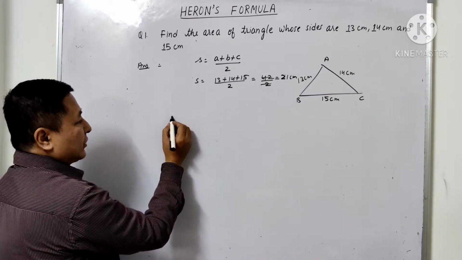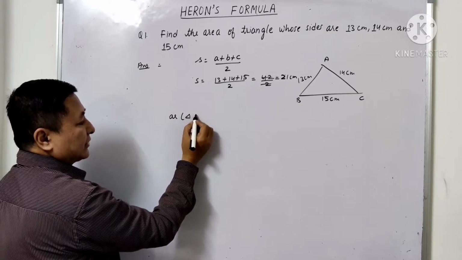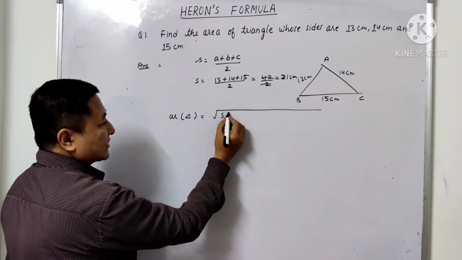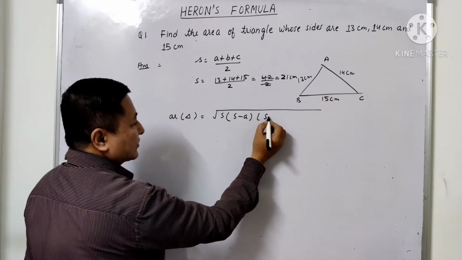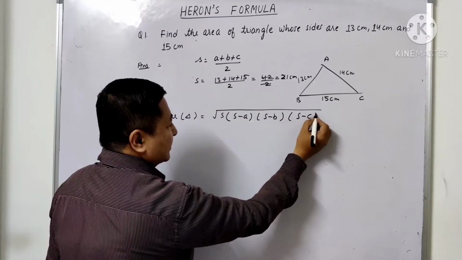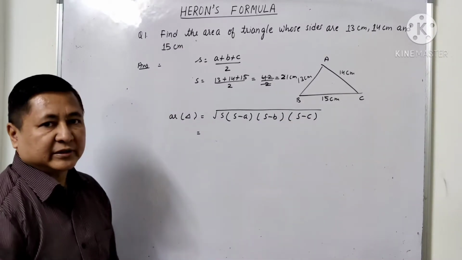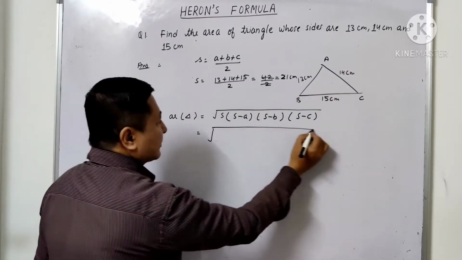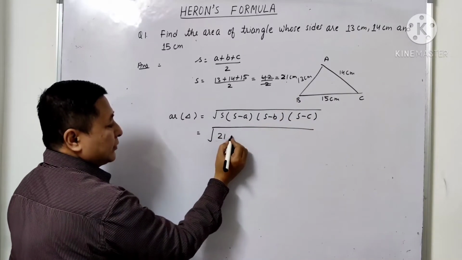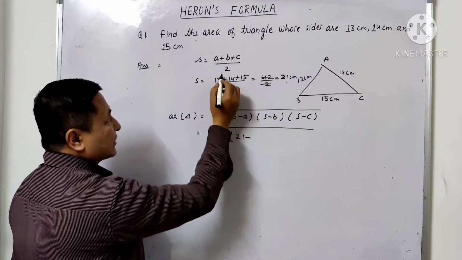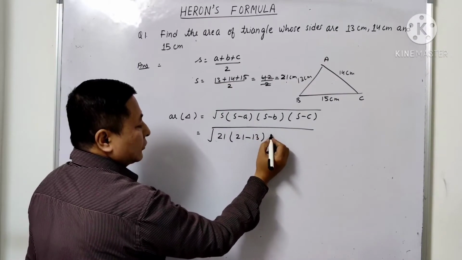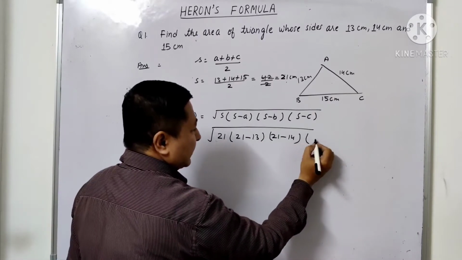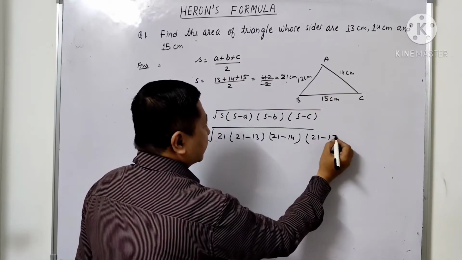Now we have to find the area of the triangle, that is given by the formula. Area of triangle is equal to root of S minus A, S minus B, S minus C, where S is the semi-perimeter of the triangle and A, B, C are the sides of the triangle. Now let us put the values. Semi-perimeter we have calculated, that is 21 centimeter, and this is 21 minus A, that is 13 centimeter, then 21 minus B, that is 14 centimeter, then 21 minus C, that is 15 centimeter.